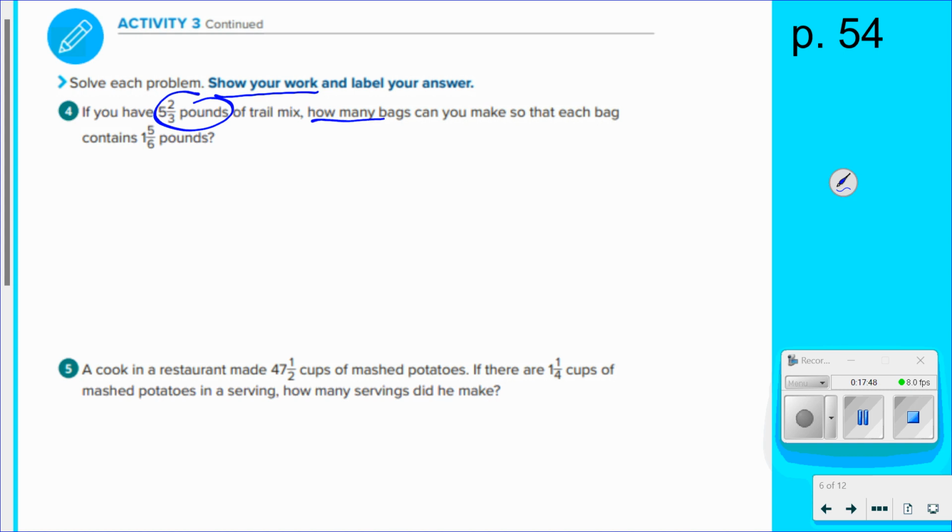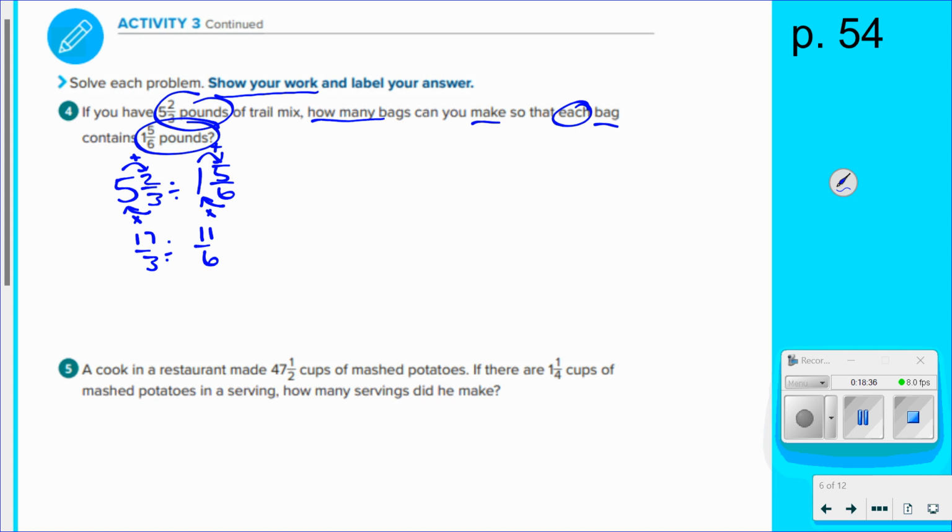5 2/3. How many bags can you make so that each bag contains 1 5/6? One of the key things in a division problem, you got to determine what am I dividing? What am I dividing it into? So am I taking 5 2/3 into 1 5/6 or 1 5/6 and dividing into 5 2/3? 5 2/3 divided by 1 5/6. When I have mixed numbers, first step, slam dunk. 3 times 5 plus 2 gives me 17/3. 6 times 1 plus 5 gives me 11/6. One of the big problems with mixed numbers, kids do the slam dunk and forget keep, change, flip.